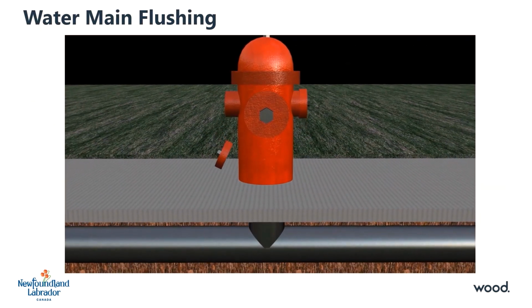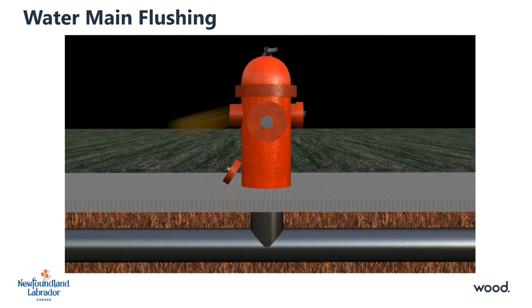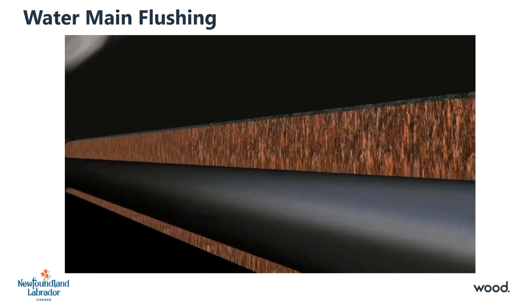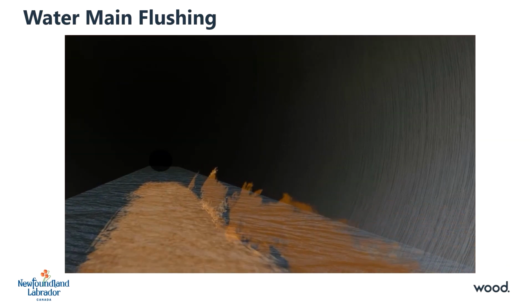There are two types of flushing, conventional and unidirectional. Conventional flushing involves simply opening fire hydrants in the system to move a greater volume of water to hydraulically remove sediment built up in the pipes.